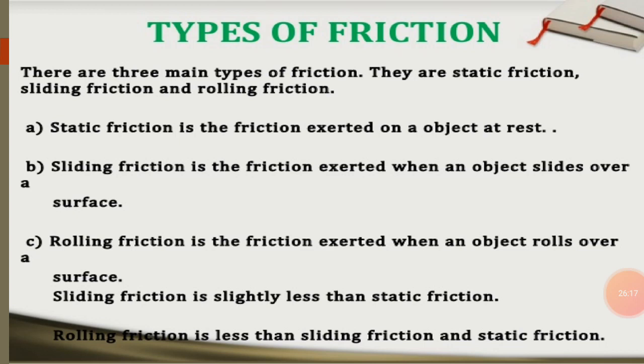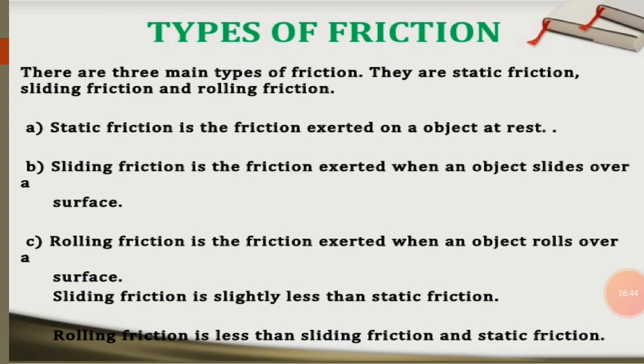When an object has already started moving, or sliding, the irregularities on its surface do not get enough time to lock completely into the irregularities on the surface of the other object. Since the interlocking of the surfaces is less when an object has already started moving, the sliding friction is smaller than the static friction.